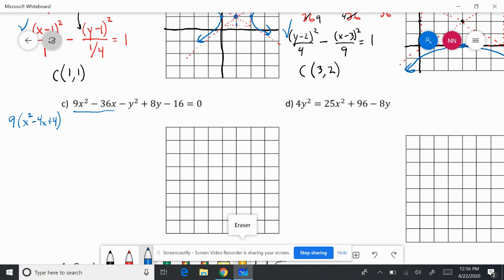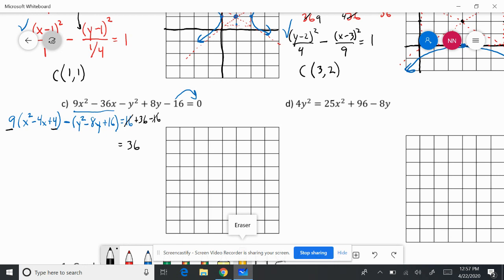Then we're going to factor out a negative 1, and we get y squared minus 8y. I'm going to complete the square, so I'm going to divide it by 2 and square it to get 16. I'm going to move the 16 over. Remember, we have the 9 times the 4, which is 36. And what we have is the negative and the 16, which is negative 16. See that the 16s cancel, so we get 36 on the right-hand side.